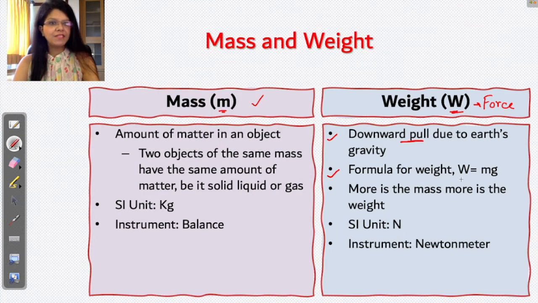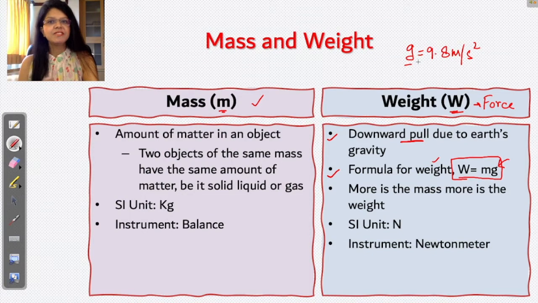The formula which links the weight and the mass is this. The formula for the weight is W = M times G. What is G? We have a chapter dedicated to G. G is the gravitational constant or the acceleration due to gravity. The value of G on Earth is 9.8 meters per second square. That's the value of G.